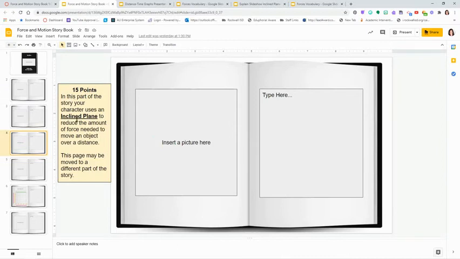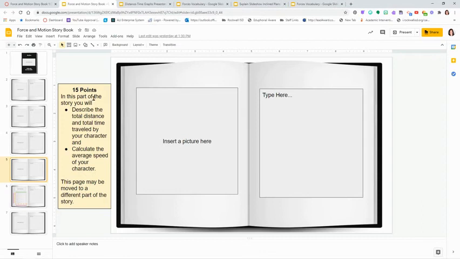You're going to have a page that focuses on your character using inclined planes. Remember, inclined planes are used to reduce the amount of force needed to move an object over a distance. So when we're having to lift something heavy straight up, it's much easier to build a ramp to push it. And the longer the ramp is, the less force we're going to have to use.